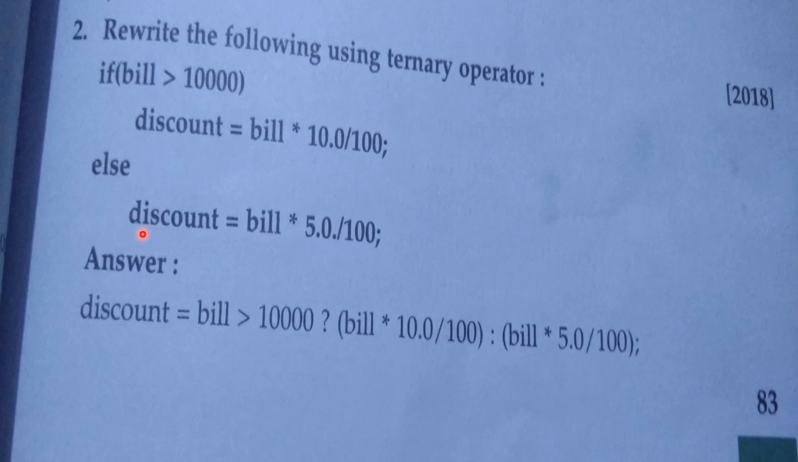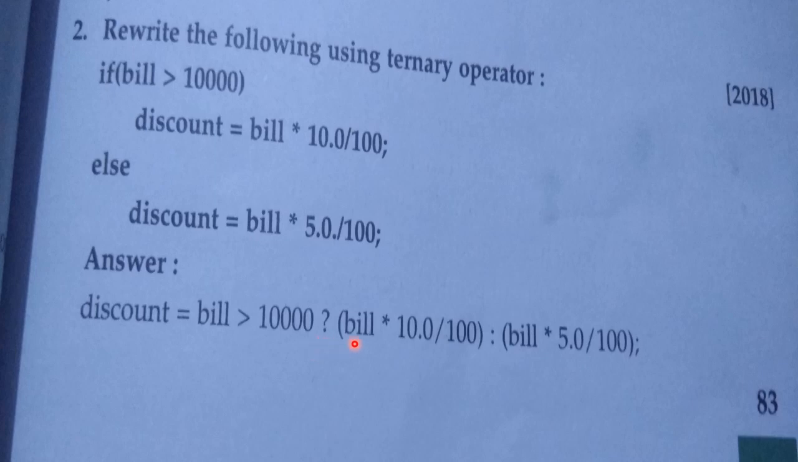And in the else block, what is written? Discount is equal to bill into 5.0 by 100. So how can we convert this? You know the syntax. First of all, we will write the variable in which we have to store the output. That variable is discount. It will store the output equal to, then we give the condition. What is the condition? Bill is greater than 10,000. So the same condition we will write: bill is greater than 10,000.